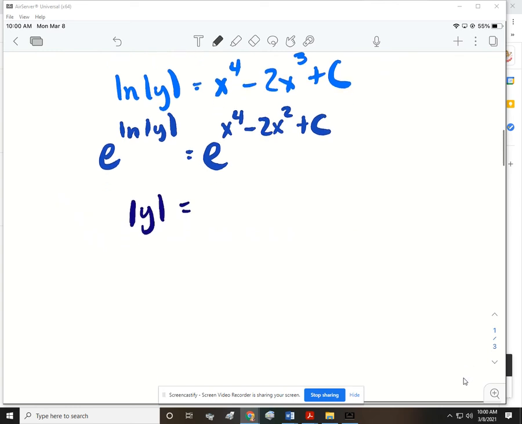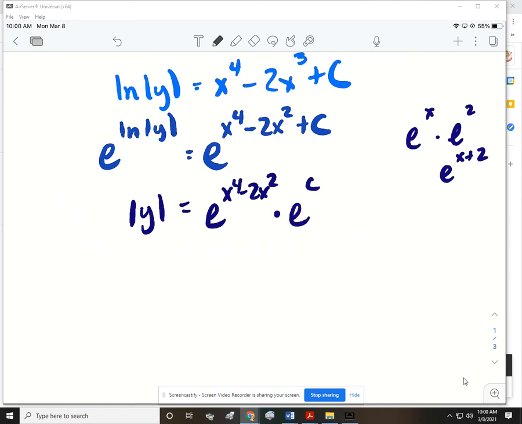Now, don't forget that whenever you are multiplying, like if we had e to the x times e to the 2, if I multiply that, I would add those exponents. So I can do the opposite. Like if I have e to the x plus 2 and I wanted to break apart the e's, I could do e and then multiply. And that's what I'm going to do here. So it's going to be e to the x to the 4th minus 2x squared times e to the c.